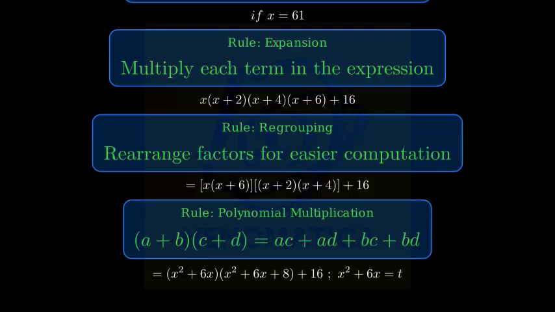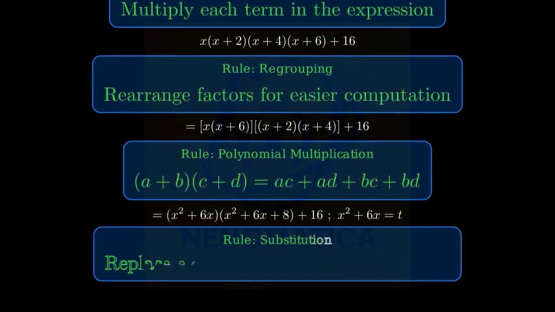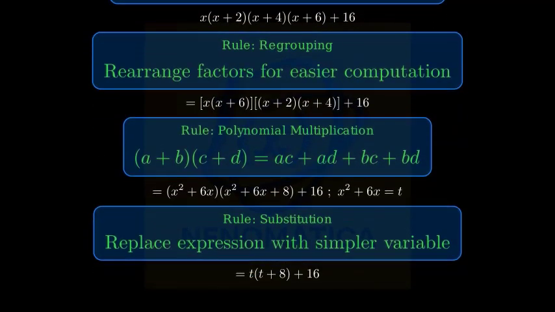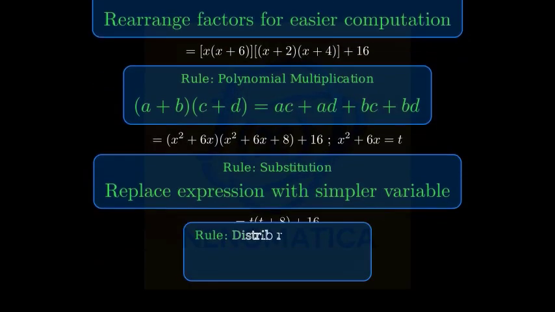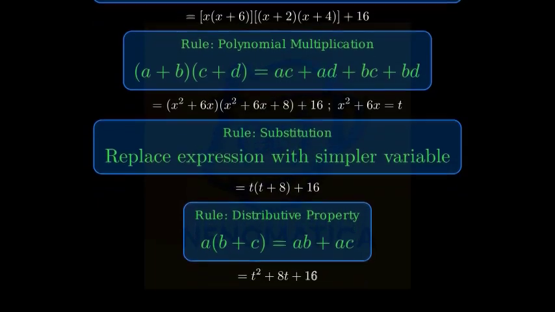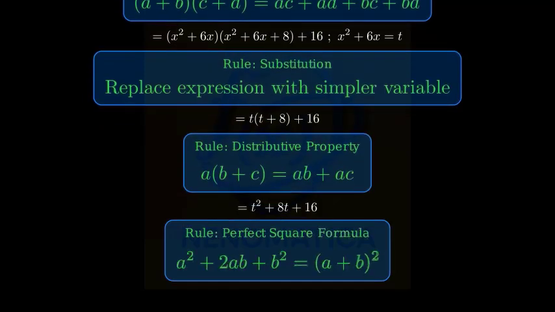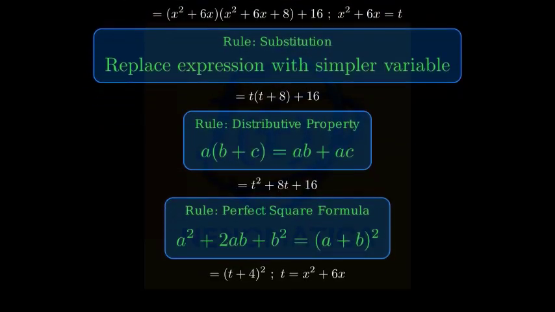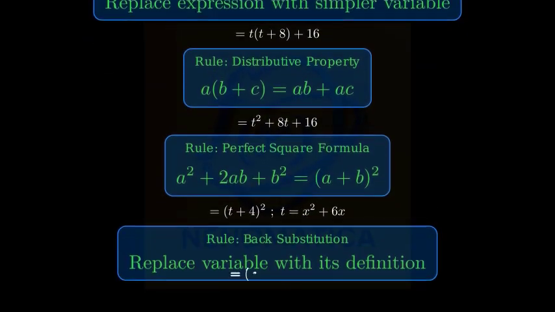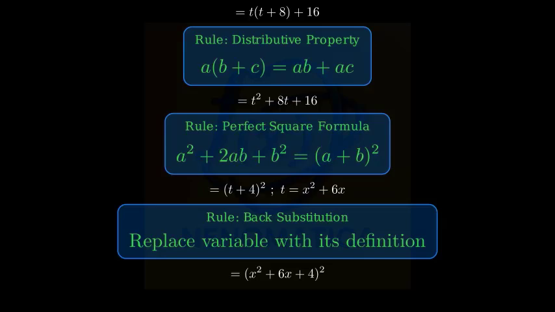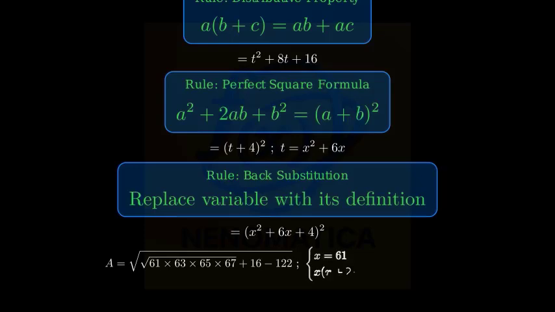We also introduce a substitution where x squared plus 6x equals t. Using our substitution, we can rewrite the expression as t times the quantity t plus 8 plus 16. Expanding t times the quantity t plus 8, we get t squared plus 8t plus 16. We can recognize that this is actually equal to the quantity t plus 4 squared. Now, we substitute back the original expression for t, which gives us the quantity x squared plus 6x plus 4 squared. Let's go back to our original problem.